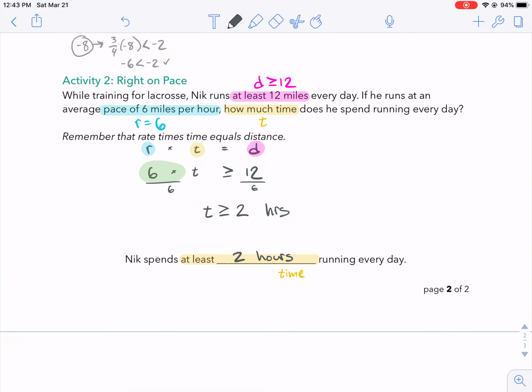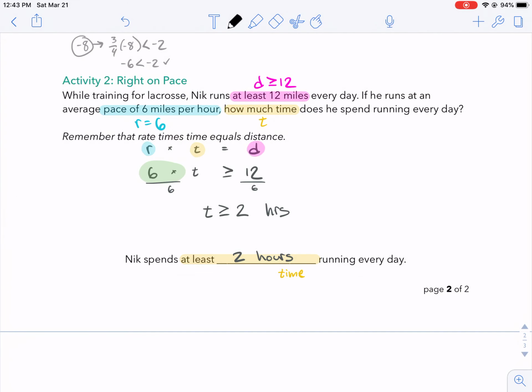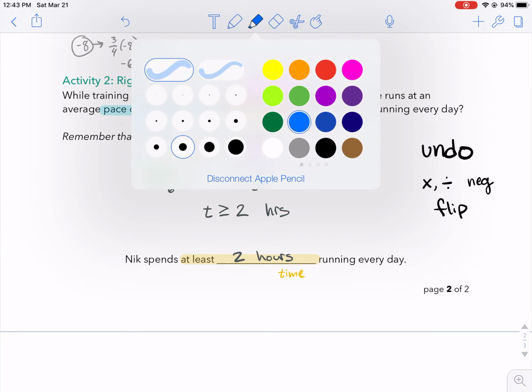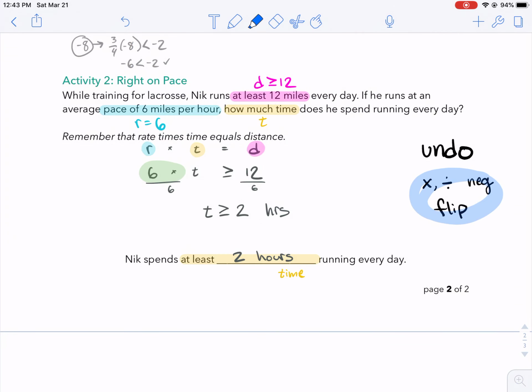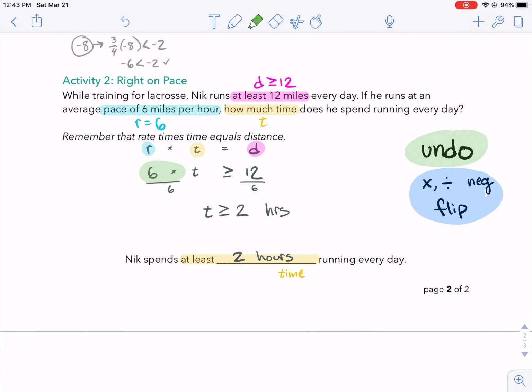So today we learned 2 key ideas. The first key idea is that to solve an inequality, you must undo what is happening to your variable, like how we divided by 6 because we had to times 6. Now we also learned that if you multiply or divide by a negative number, we need to flip our symbol around. So we are flipping out and we are undoing what's happening to our variable.